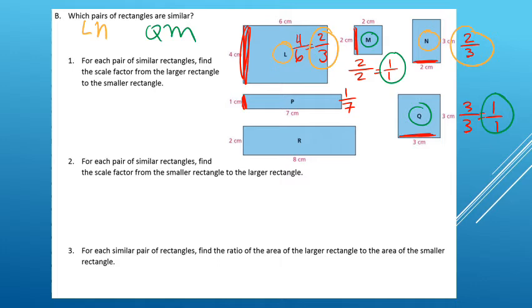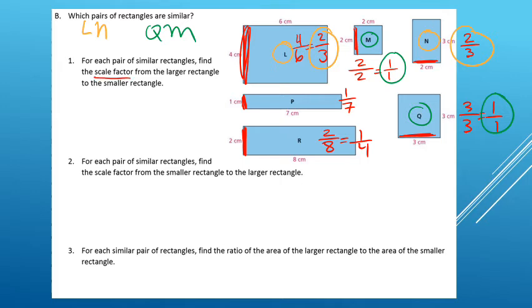And then my last shape here, short side is 2, long side is 8. So 2 to 8 or 1 to 4. So P and R unfortunately are not similar to anything else. But now I'm going to go ahead and pull out the scale factor.